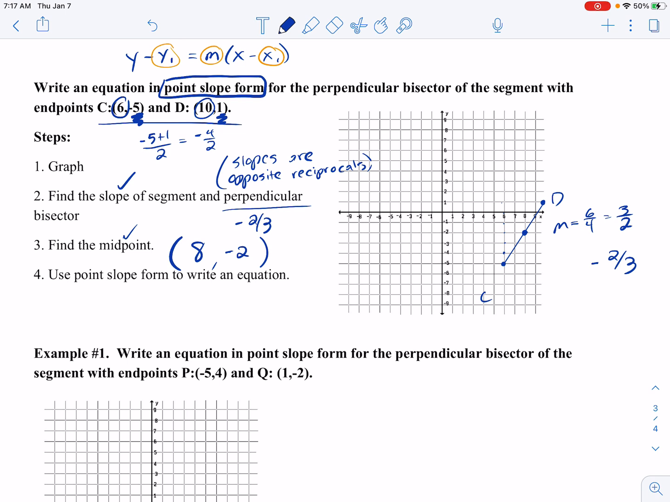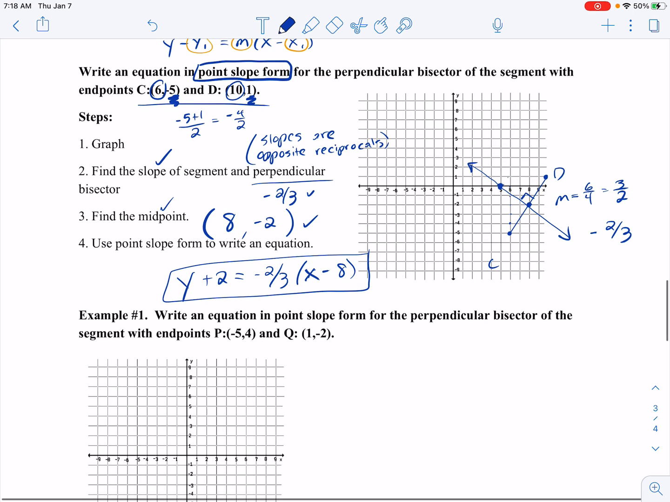And if we use the slope of down 2 to the right 3, we're going to be a little off, so let's go up 2 to the left 3. You can see that this line right here is definitely splitting it in half, and it's forming a 90-degree angle. That's your perpendicular bisector. The equation of that line, you just need a point and a slope, and you have both right here. Slope, point. Let's write the equation. Y minus -2, so +2, equals -2/3 times x minus 8.